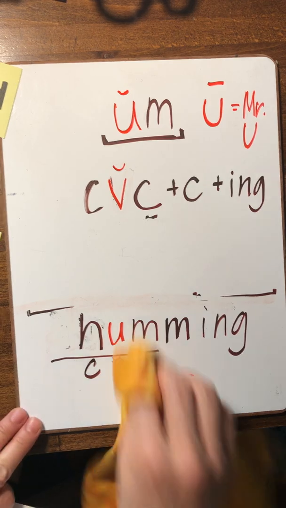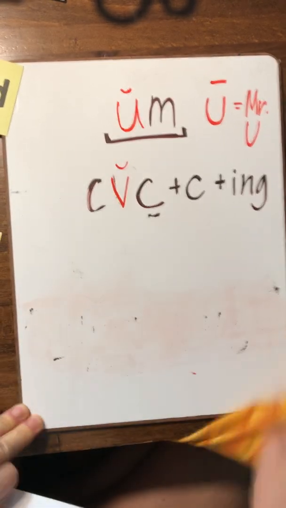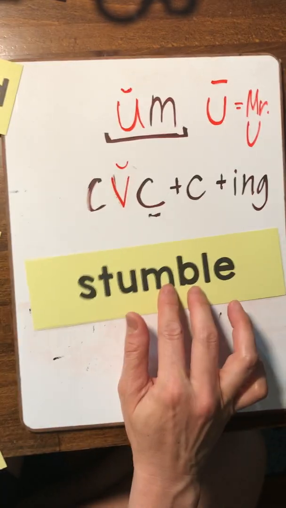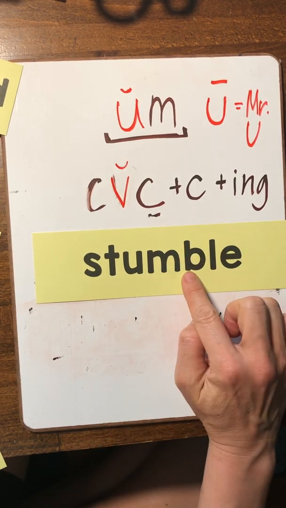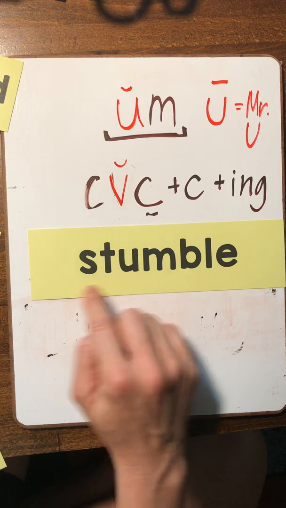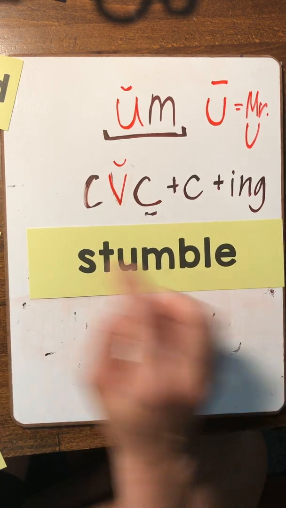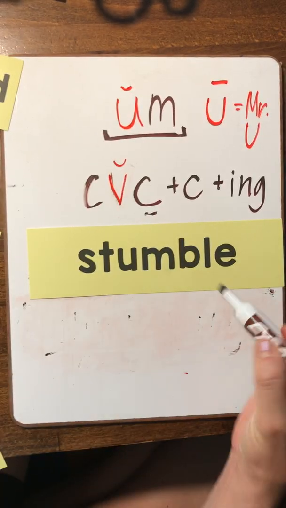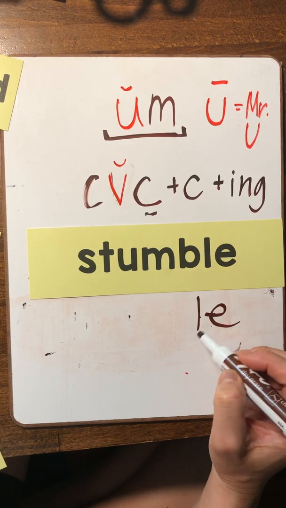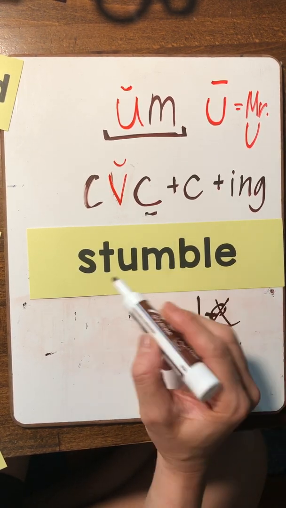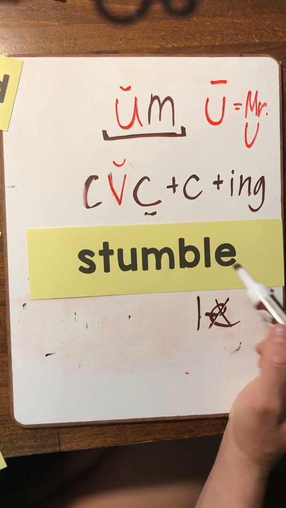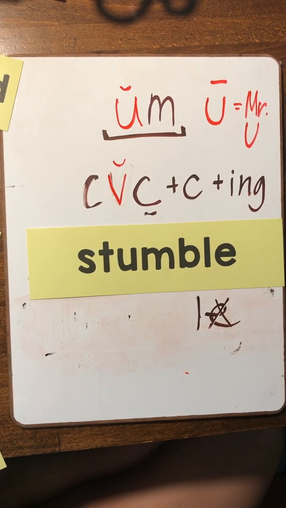That's my barky dog too. Stumble. It looks like you would say stumbly, but this is a very common ending. L-E is an ending you're going to see in a lot of words. L-E. Stumble. And you really don't hear the E, right? Stumble. To stumble is to kind of lose your footing, to stumble.